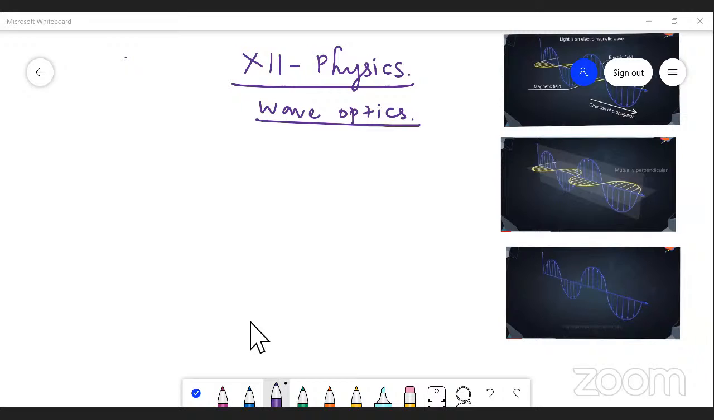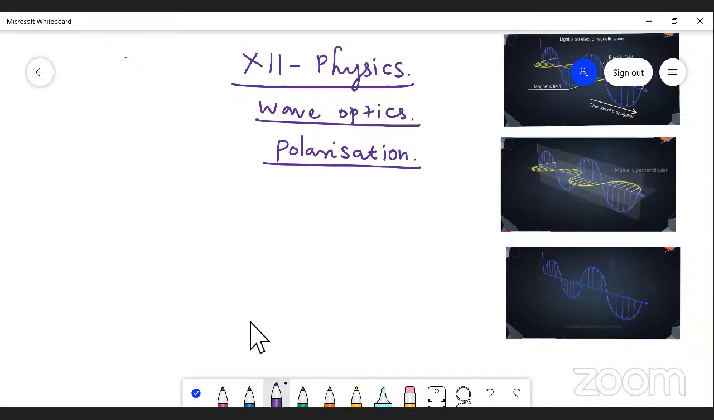In today's class, we are going to discuss polarization. It is one of the important topics in the chapter wave optics, like interference and diffraction. So, my dear students, please listen to the class till the end and don't skip the class.